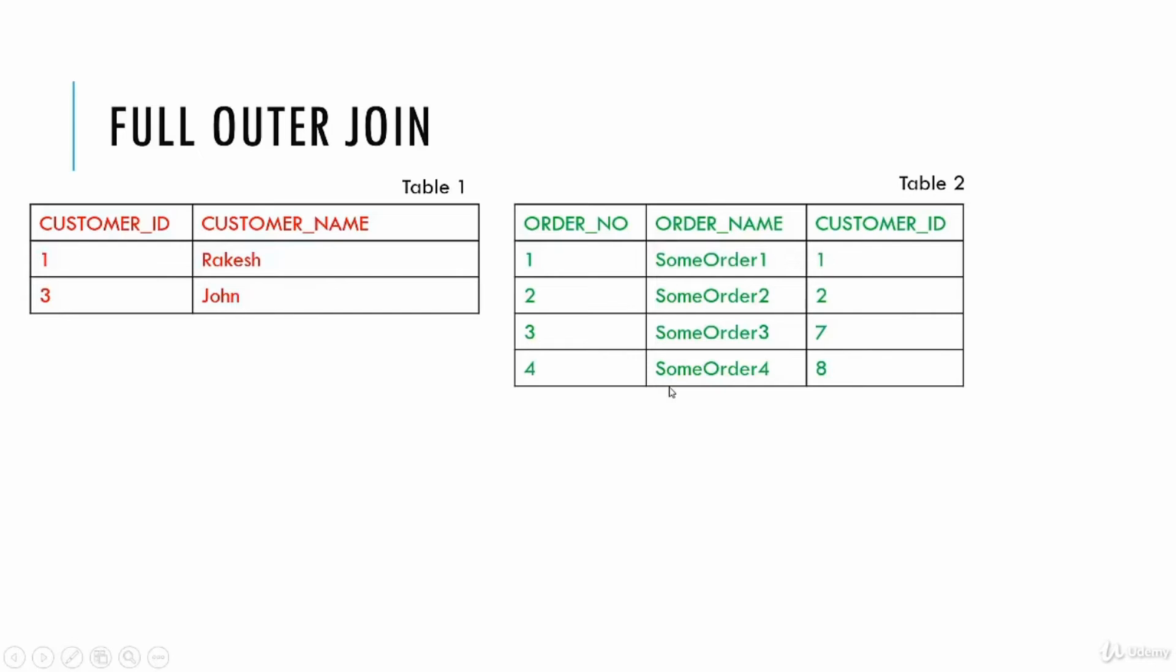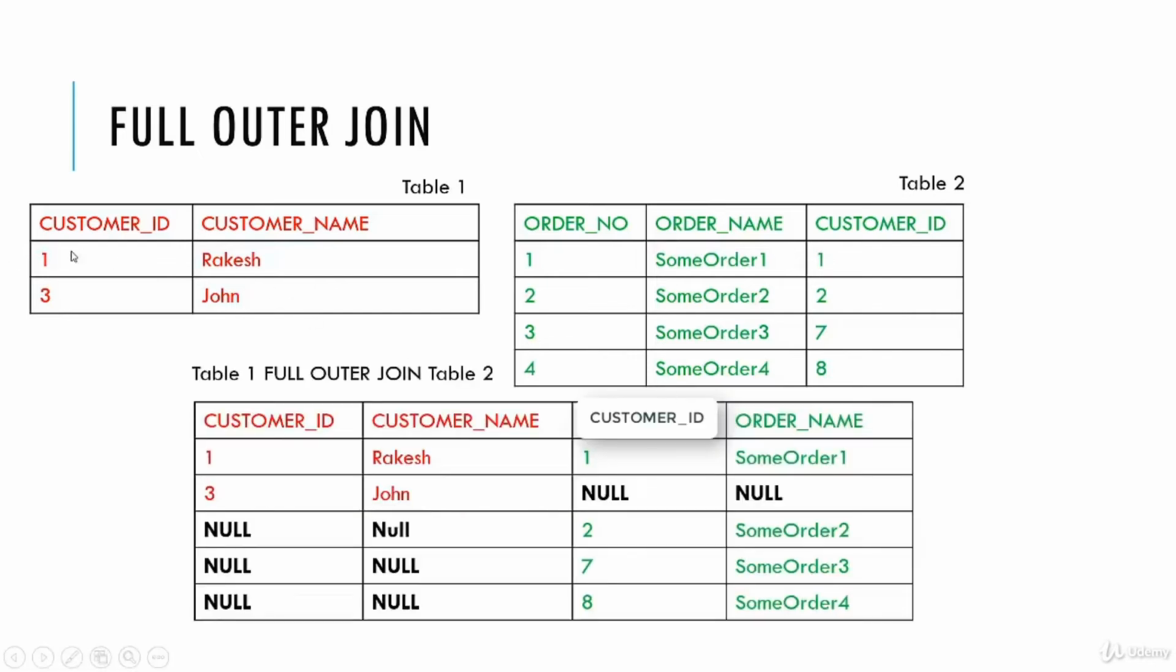Now let's look at how things change when we do a full outer join. First of all, we take all common rows, right? So when table 1 is full outer joined with table 2, the customer ID 1 is common, so you take the common set of information. Now customer ID 3 is not there in table 2, so you substitute by null. Now do the same thing from table 2. Let's look at customer ID 2. The information is not present in table 1, so we substitute a null. Similarly, we follow for all the rows.